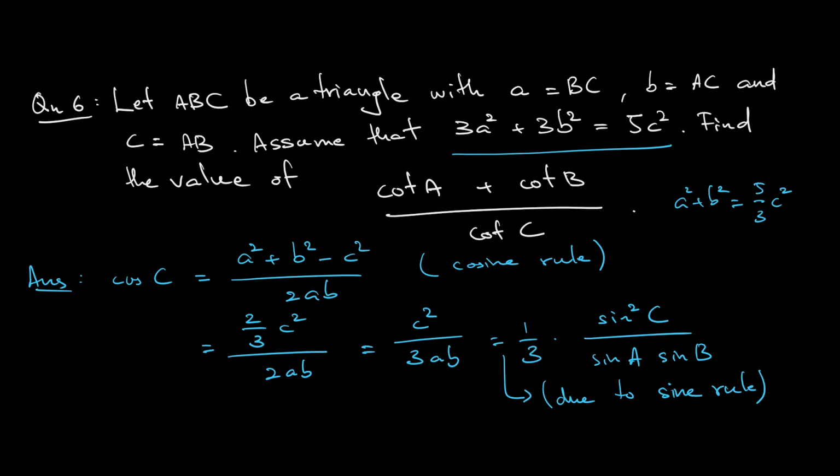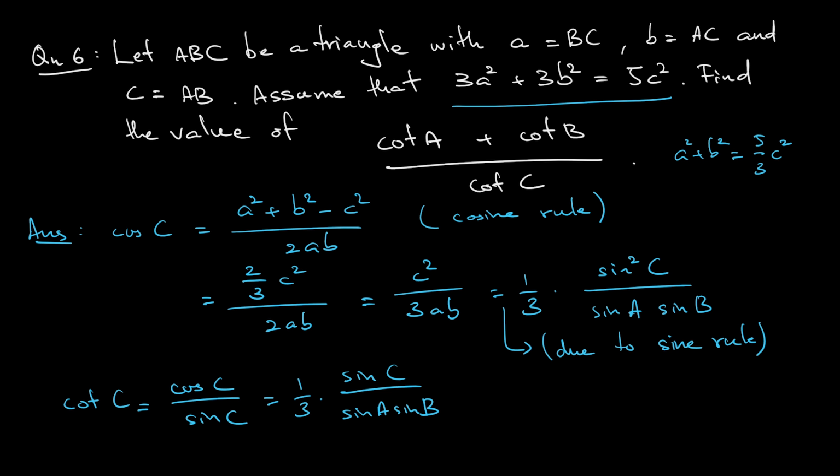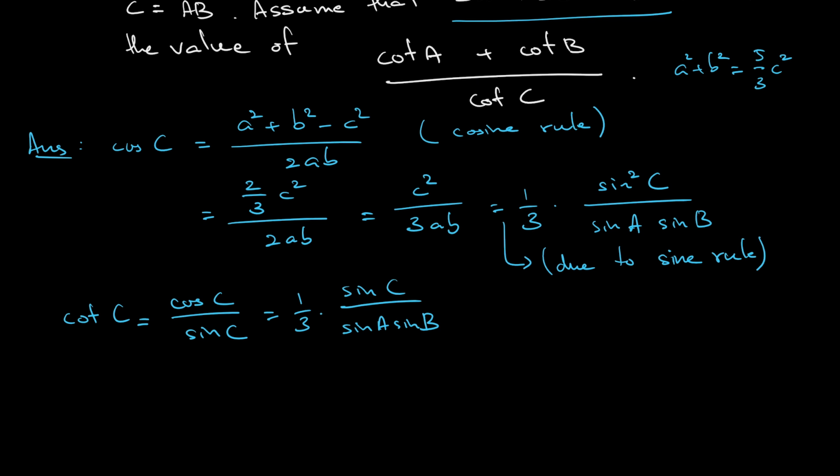Okay, so if you have a sine squared C here, if I put one of the sine C to the left hand side, I would have cosine C over sine C. Right? This is 1/3. I take one out, so now I just have sine C over sine A sine B. Cosine over sine is technically just cotangent of C. So 1/3, do not touch it.